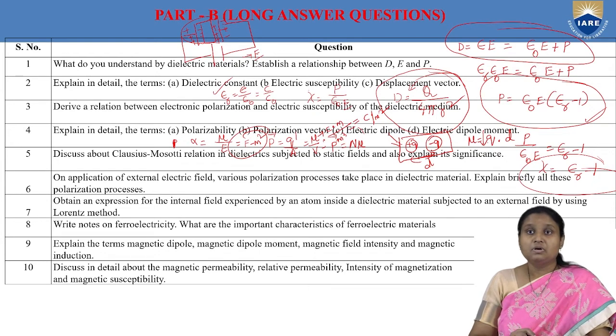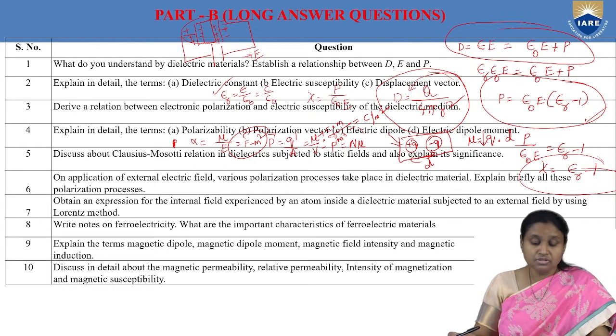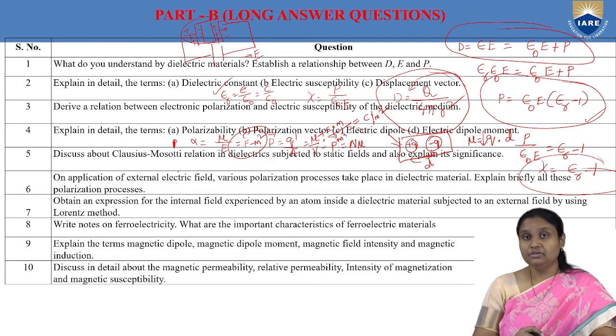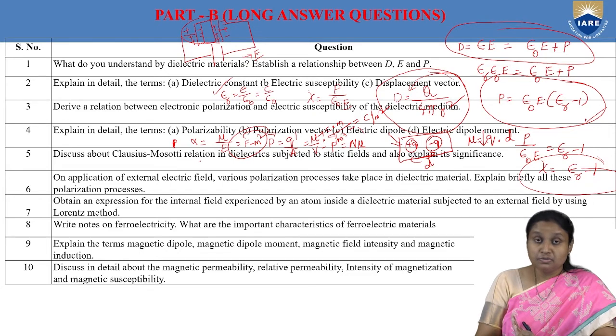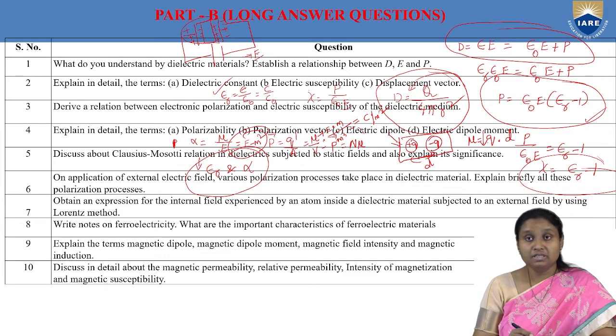Now discuss the Clausius-Mossotti equation and explain its significance. When we talk about this Clausius-Mossotti equation, what we have to understand is that it's a very important relation that connects dielectric constant and polarizability. Using this equation, if the dielectric constant value is given, we can find polarizability. If the polarizability value is given, we can find the dielectric constant.